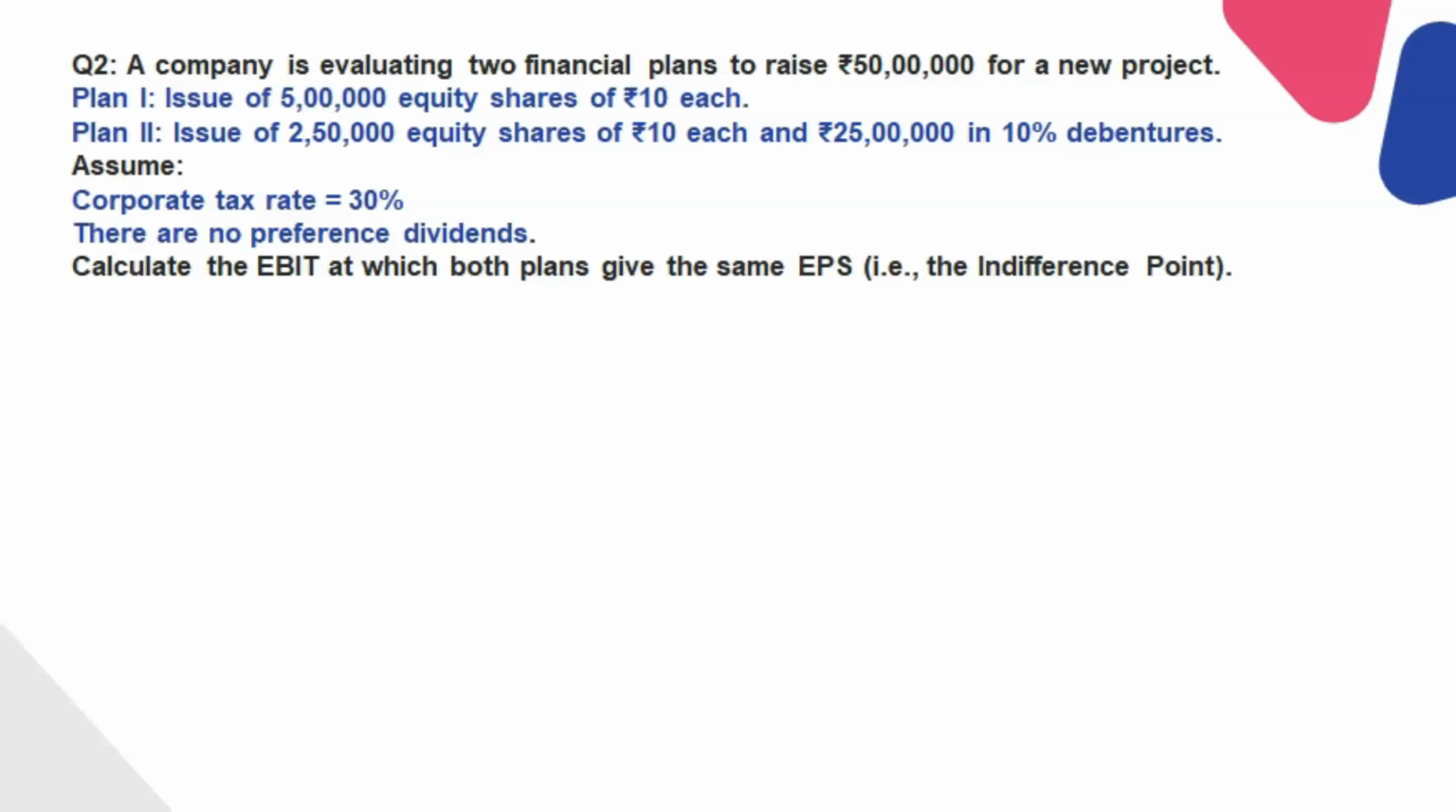Here also 2 plans are given, you can solve this question. First you can solve the indifference point. In the question they have asked to calculate the EBIT at which both plans give the same EPS. So like this also they can ask. It is not necessary that they will mention indifference point. They can ask the question like this also, so you can identify which question that is. This is an indifference point question. So solve this question and in the comment box write the EBIT. What should be the EBIT so that EPS will remain the same in this question.